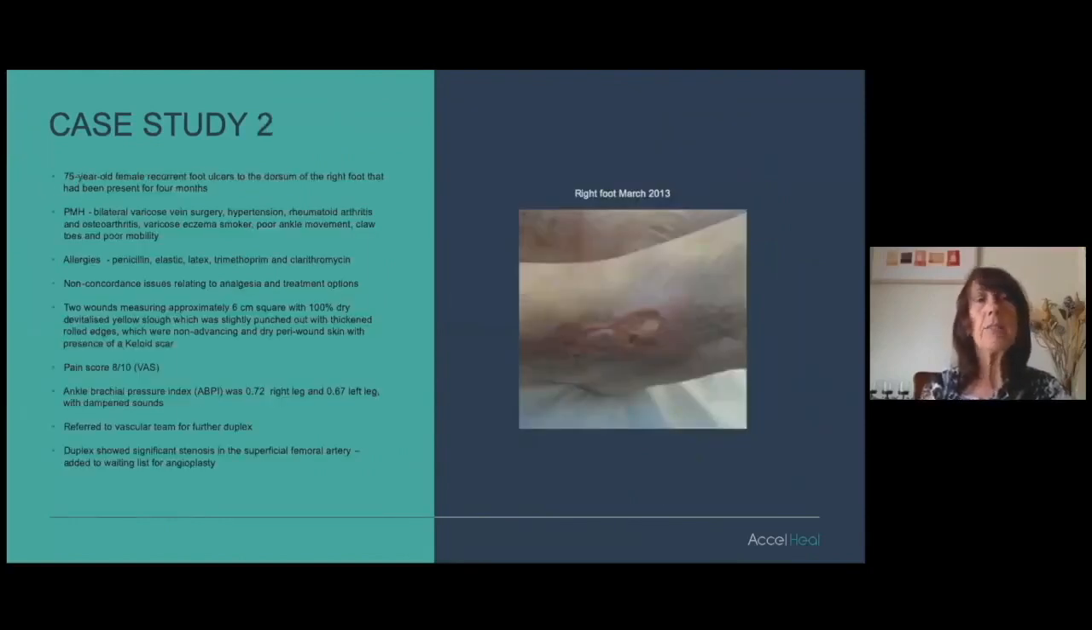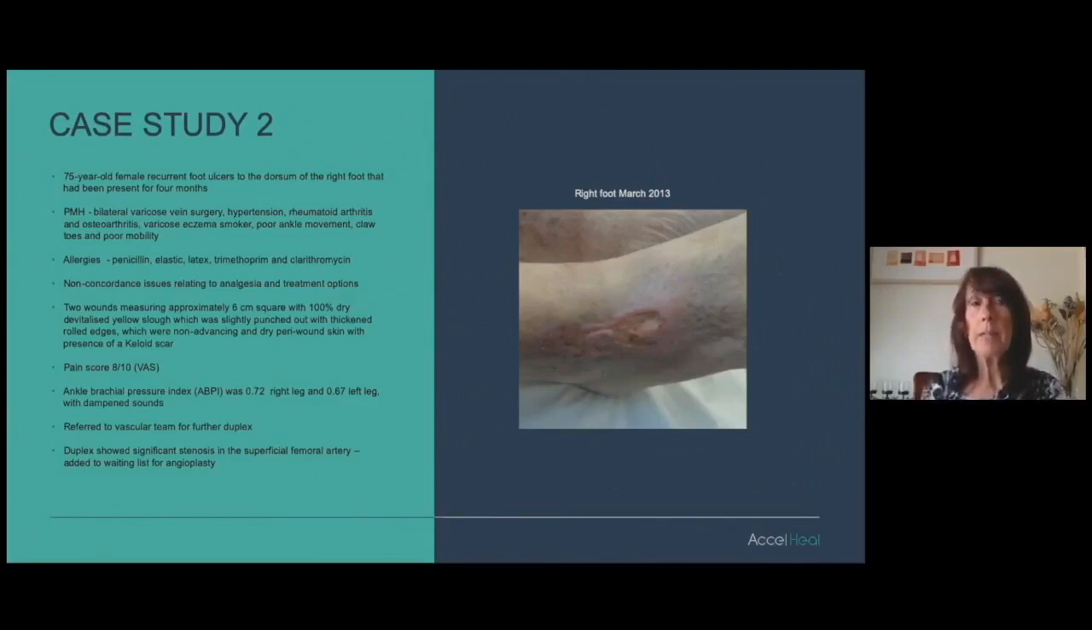So my second patient is a 75-year-old female with recurrent foot ulcers to the dorsum of the right foot, which have been present for 4 months. And she'd been previously managed and cared for by her podiatrist brother. She did have some non-concordance issues relating to analgesia and various treatment options. She did have signs of arterial disease with clawed toes, poor mobility, and a vascular assessment determined that she had significant stenosis in the superficial femoral artery, and she was added to the waiting list for an angioplasty.